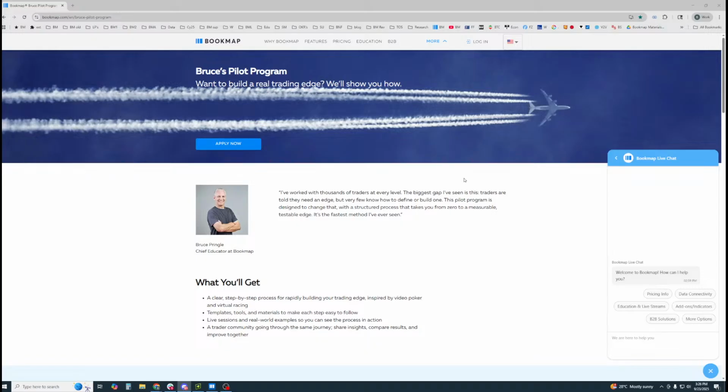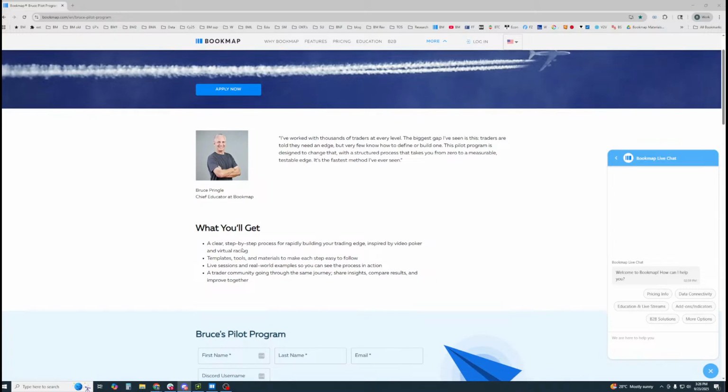Now, there's a lot more to it than just this, and about the setups. I've just been covering the setup so far, but this is also really important: the step-by-step process. So how are we going to do that? Inspired by video poker and virtual racers. These video poker players are amazing.